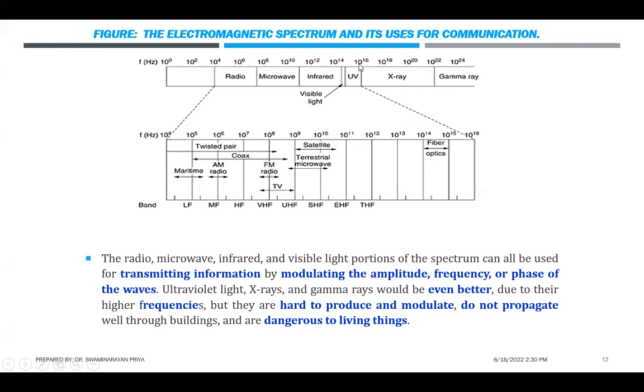Now in this figure, from here onwards, we can get a very good data transmission rate in the case of X-ray and gamma ray. But still, we are not using X-ray and gamma ray for communication purposes. What is the reason? The main reason is that it's very hard to produce the signal, even the modulation task is very difficult, X-ray and gamma ray cannot propagate through walls, and they are very dangerous for any living things. Because of these three reasons, even though they have a higher frequency range, we are still not using them for communication.